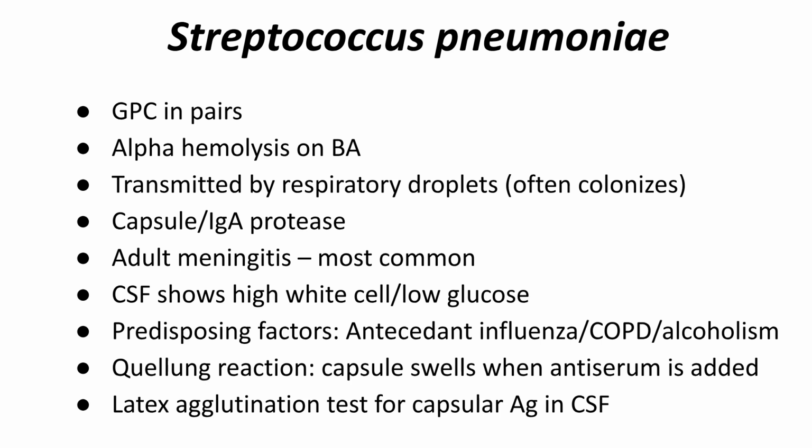To confirm the diagnosis, we look at the CSF, which shows a high white cell count, and, crucially, low glucose, as the bacteria is rapidly consuming it. Quick identification can be done with the Quellung reaction or a latex agglutination test for the capsular antigen.